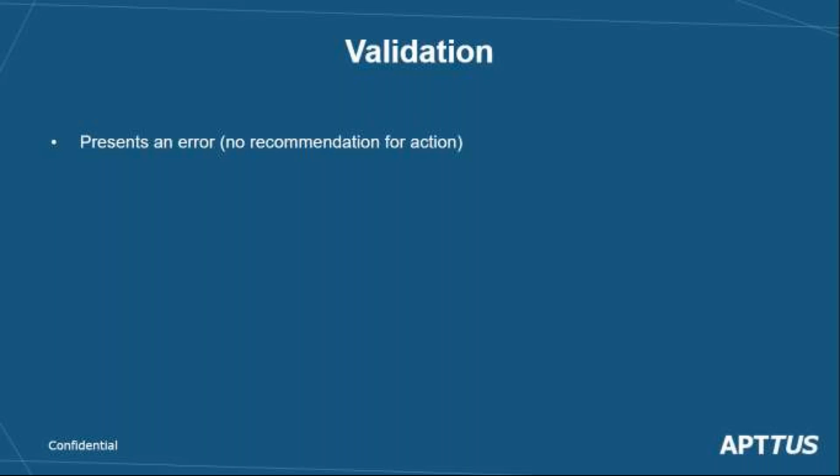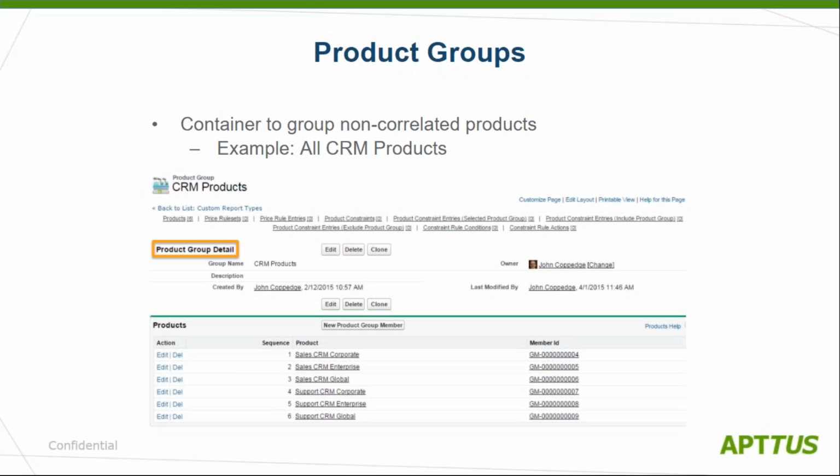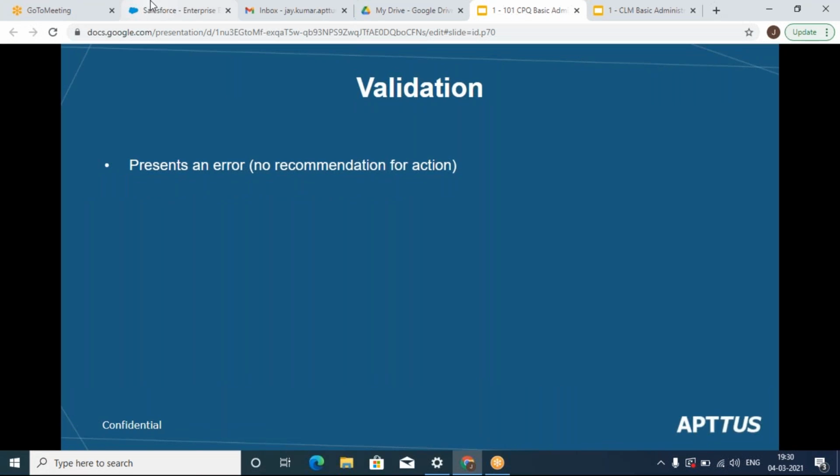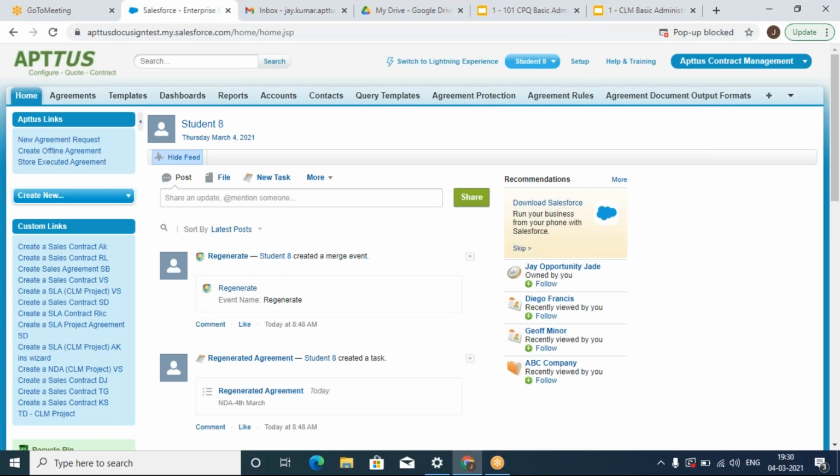And then comes the validation constraint rule. Validation will throw an error whenever you are doing something, like clicking the finalize button, and you want to validate whether a product is added or not. Then you can create a validation constraint rule. It will present an error, and you can put in a message as needed. I'll show you how this constraint rule looks in the environment also.